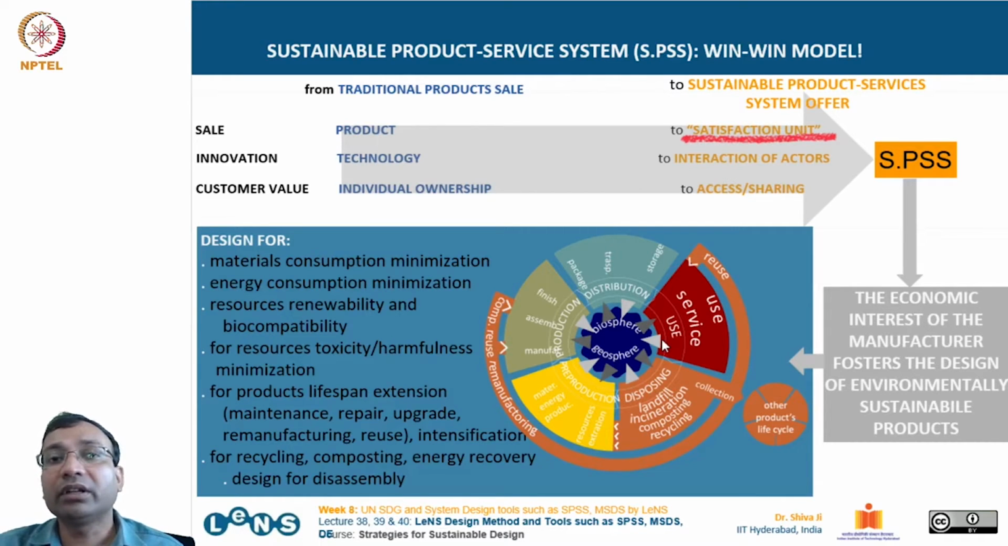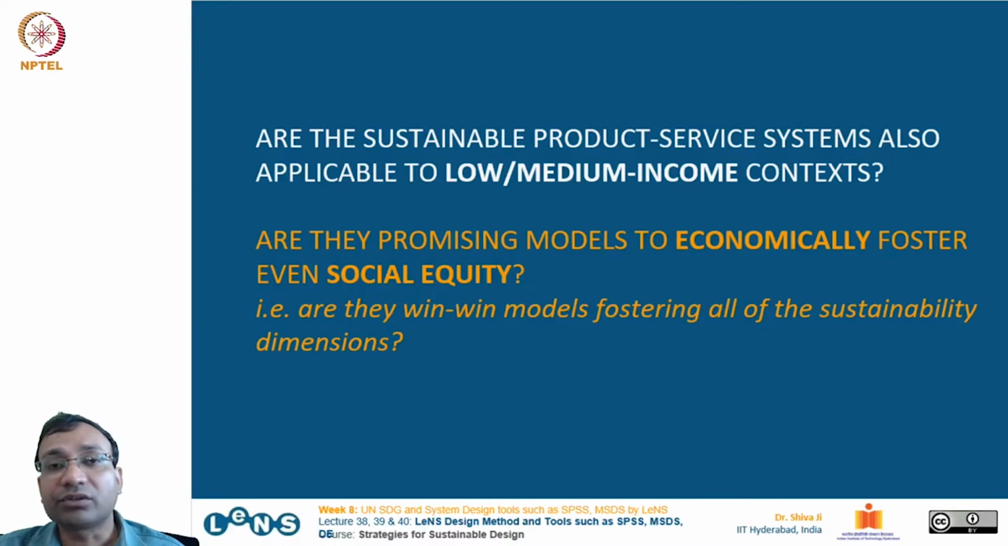So in an overall sense, this SPSS has the potential to minimize the impact. These include design for materials consumption minimization, design for energy consumption minimization, resources renewability and biocompatibility, toxicity and harmfulness minimization, products lifespan extension, for maintenance, repair, upgrade, remanufacturing, reuse, intensification, etc., for recycling, composting, energy recovery, and design for disassembly. These are the strategies which SPSS has the potential to address.